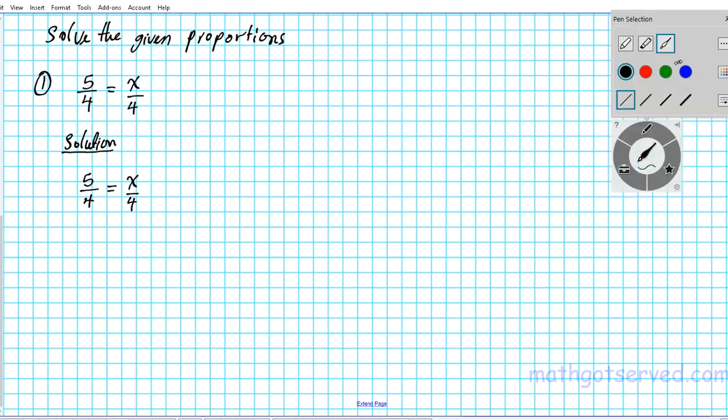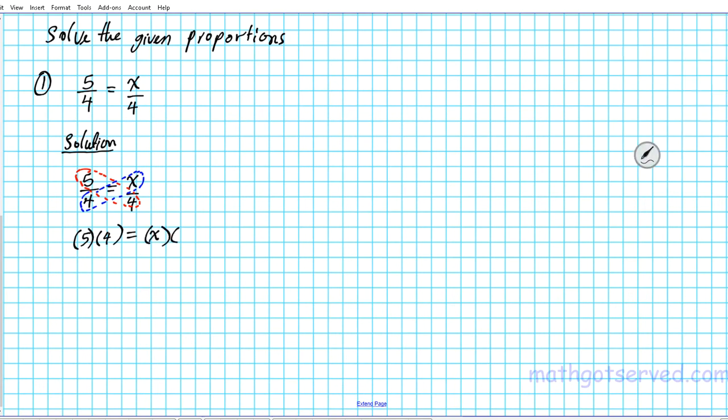Let me show you what I'm talking about. The denominator on the left gets multiplied with the numerator on the right, and the denominator on the right gets multiplied with the numerator on the left. It kind of looks like a star. Some students call it the butterfly method. It doesn't matter. What's happening here is we're cross multiplying. So we have 5 times 4 is equal to x times 4.